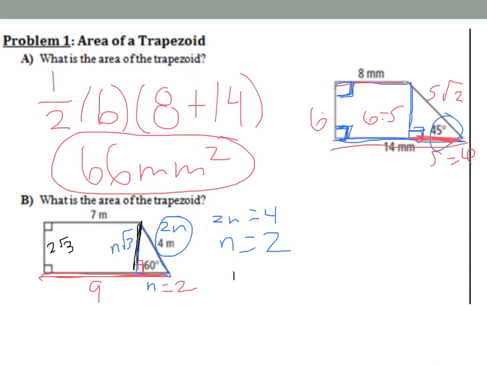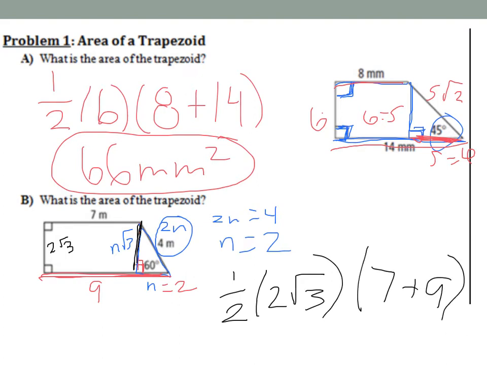So now when I write it in my formula, it's going to be 1/2 times my height, which is 2 square root 3, times my top base plus my bottom base. My answer here would be 16 square root 3 meters squared, or if you put it in decimal format, it would be roughly about 27.7 meters squared. So in this problem, I will tell you if I want you to leave it as a square root, or if you should round to the nearest decimal.